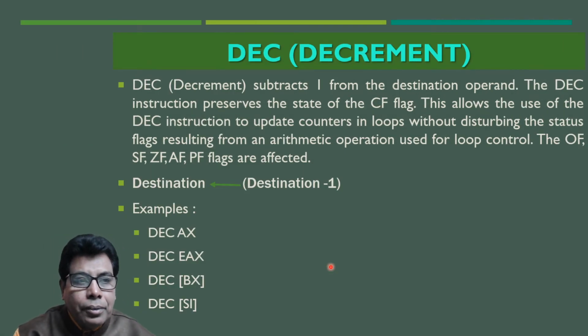Then decrement, DEC. It will subtract 1 from the destination operand and it will also preserve the state of the carry flag. Again, the same as increment, it will be useful for loop operations. Destination will be destination minus 1. An example: DEC AX will decrement the AX register. DEC EAX will decrement the EAX register. DEC [BX] will decrement the memory pointed by the BX register, and DEC [SI] will decrement the memory pointed by the SI register.